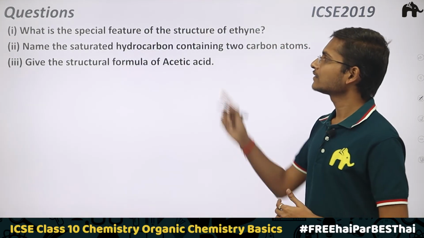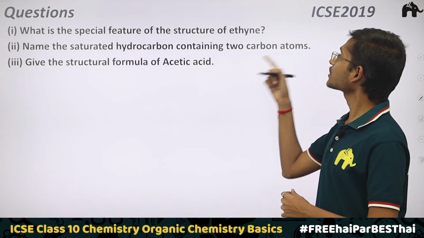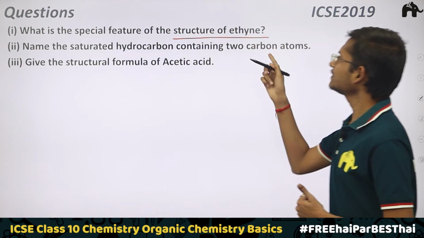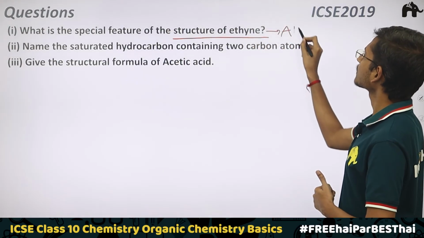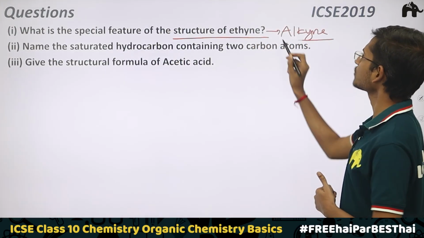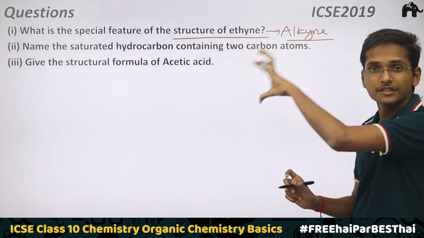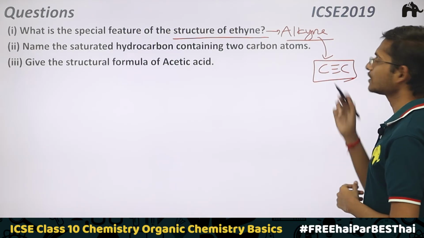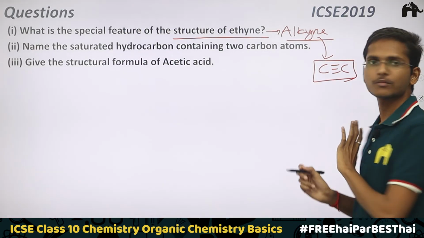Asked in 2019: what is the special feature of the structure of ethyne? Here we know ethyne is an alkyne, right? Just now we have seen. An alkyne's special feature is its carbon-carbon triple bond. So you can just write in words: carbon-carbon triple bond.